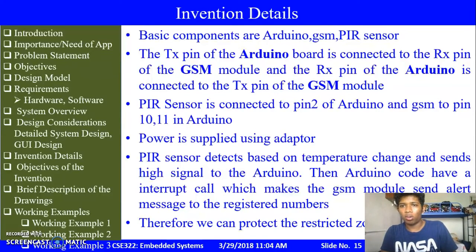Basically, coming to the working of a PIR sensor. A PIR sensor senses depending upon the infrared radiation difference. The sensor which we are using has a maximum range of 20 feet, so it can measure any variation in temperature between 0 and 20 feet. So whenever a human or an animal or any other intruder comes into that prohibited area, there will be a change in the basic temperature.